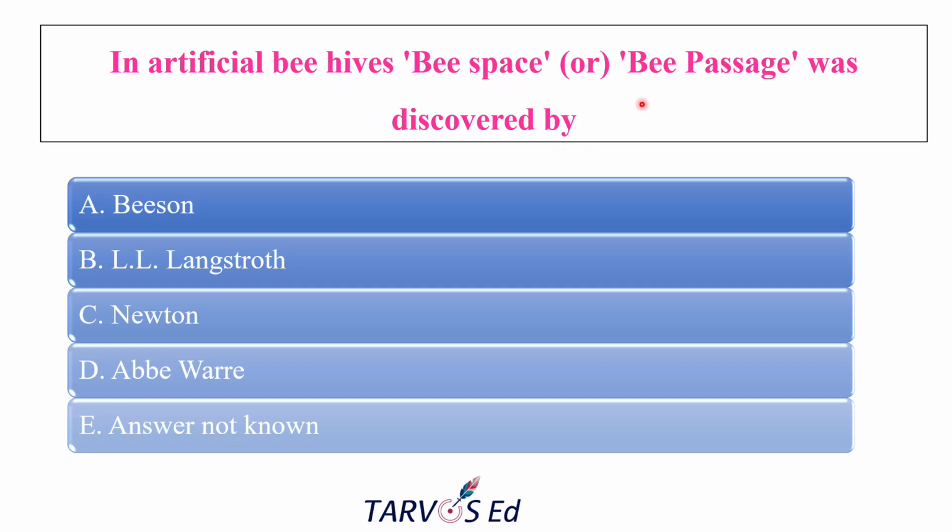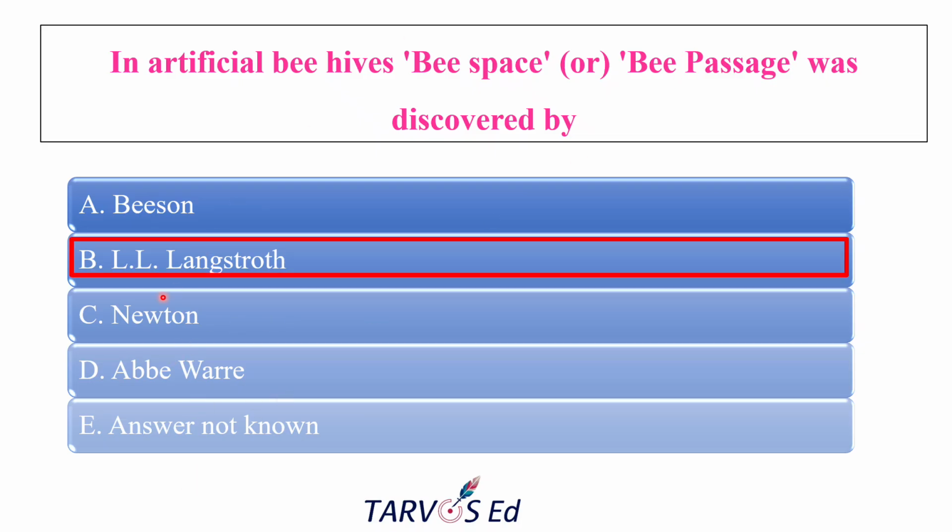So the discovery made possible the introduction of the mobile frame hive. So who discovered it? They asked. So the options are Beeson, L.L. Langstroth, Newton, Abbe. And the correct answer is Langstroth. That is Lorenzo Lorraine Langstroth. He is an American apiarist who discovered the bee space in 1851.